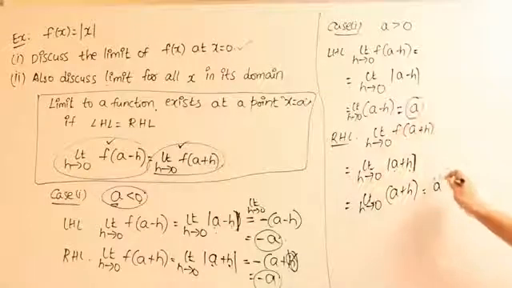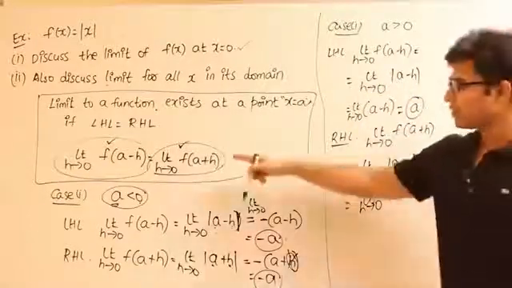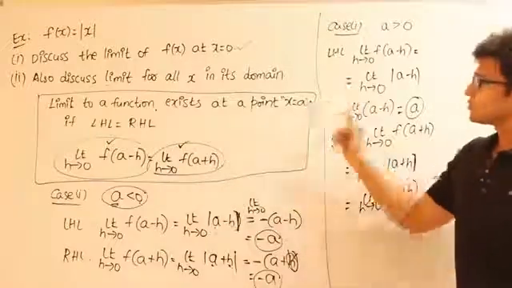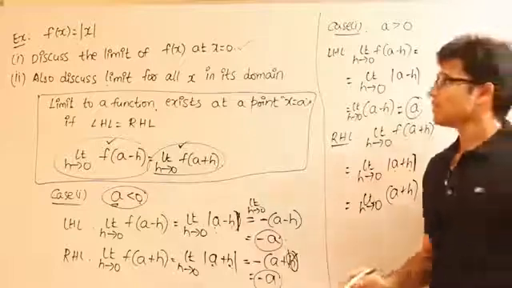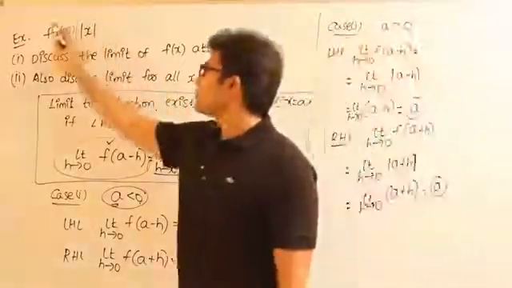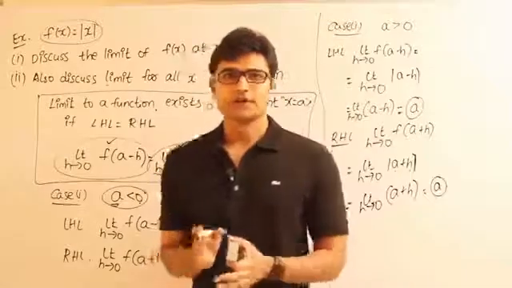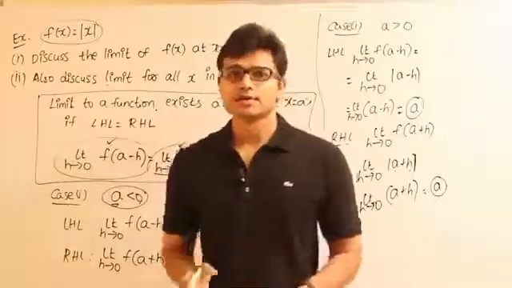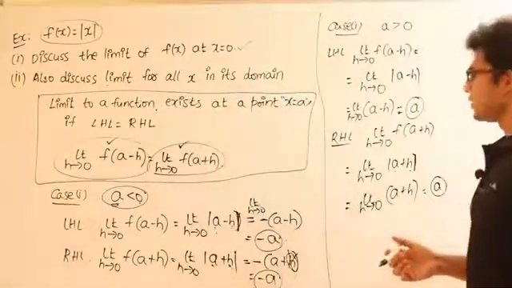Now left hand limit and right hand limit both are equal even for positive numbers. For negative numbers both are equal, for positive numbers both are equal, and for 0 also both are equal. Therefore this function, limit exists for every real number. You think of any real number, limit exists. Okay, so that is the meaning of this one. Fine.